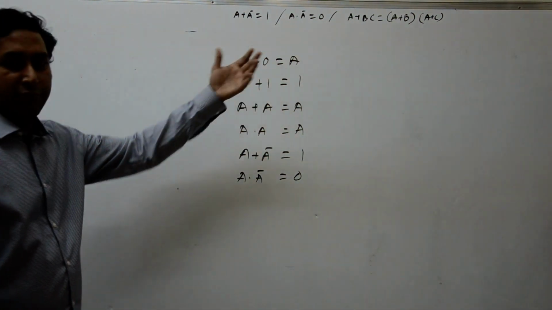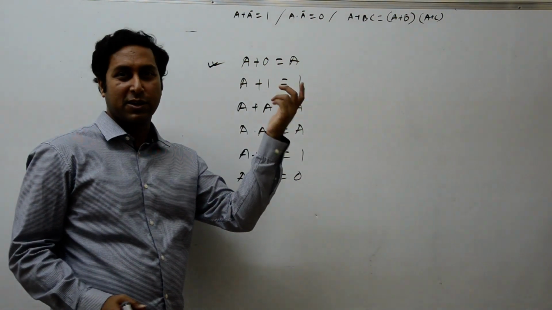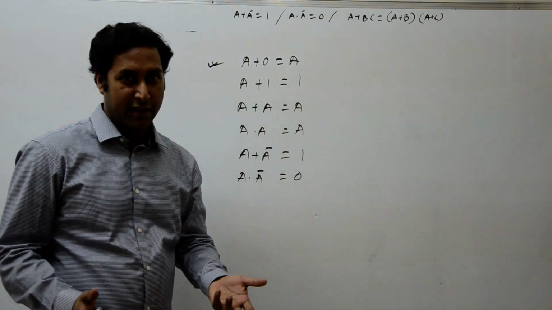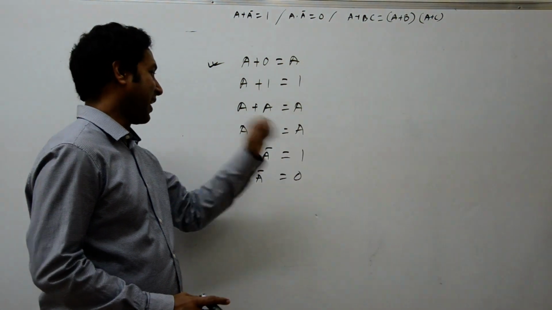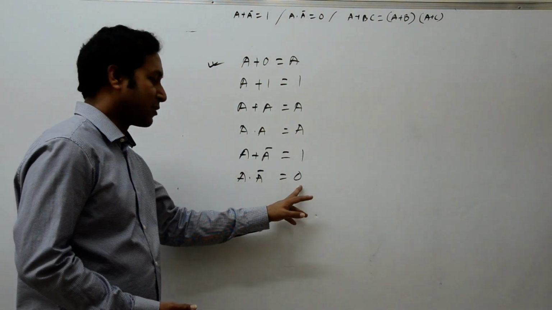A plus 0, very simple, it's a. But see this one, a plus 1 is equal to 1. We'll have to remember it, exceptional. A plus a, it's not 2a. A plus a is again a. A dot a is not a square, a. A plus a bar is equal to 1. A dot a bar is equal to 0.